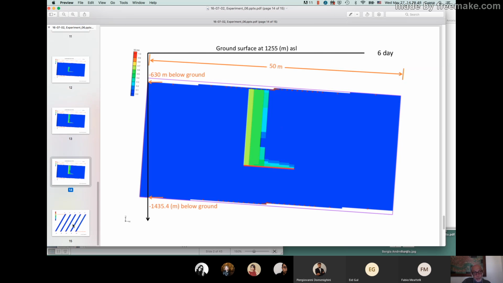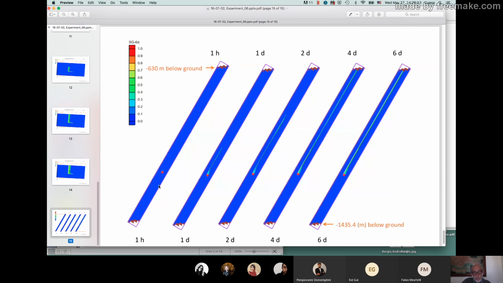Now I'll show these 5 pictures in real dimensions so it's easier to see. And so you can see again, starting from 1 hour, 1 day, 2 days, 4 days, and 6 days, how the fold becomes filled in with CO2.